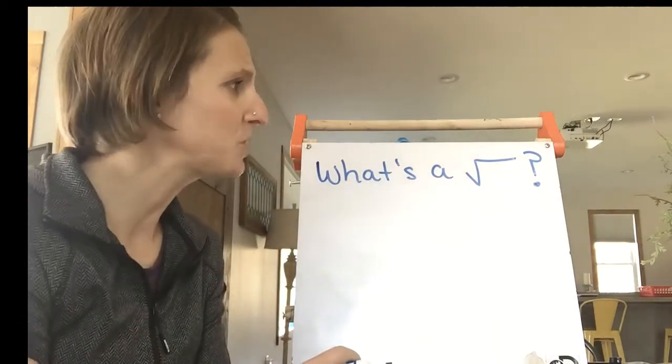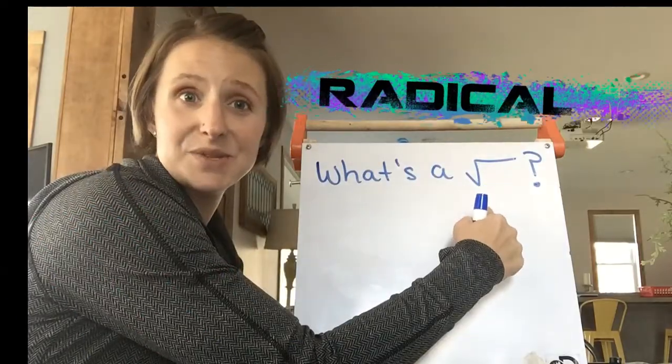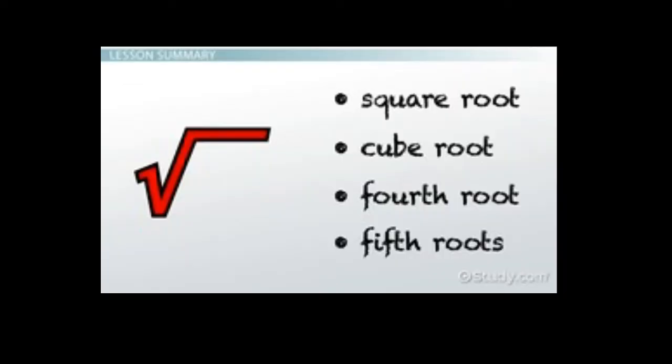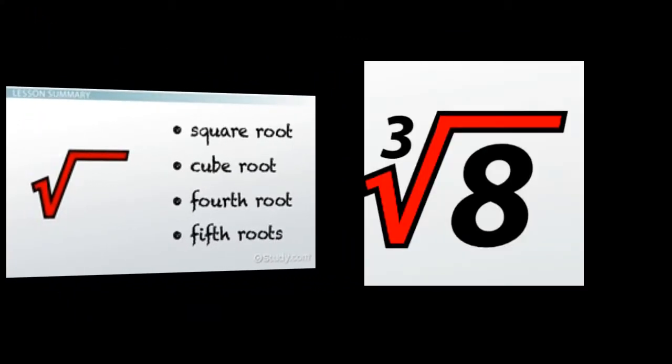So with that said, this is a radical symbol. With a lot of things in life, there are also other names for this symbol. For example, it can be called a square root symbol, a cube root, a fourth root, a fifth root. When you just have the plain symbol, it's implying that you're looking for the square root. If it's any other root, it will be denoted by a small number in the V part of the radical symbol.